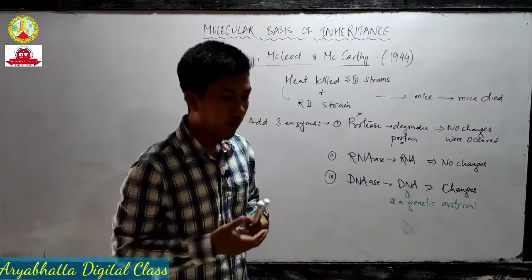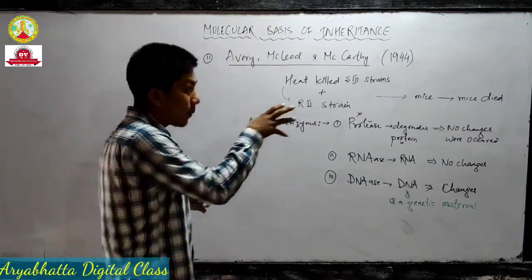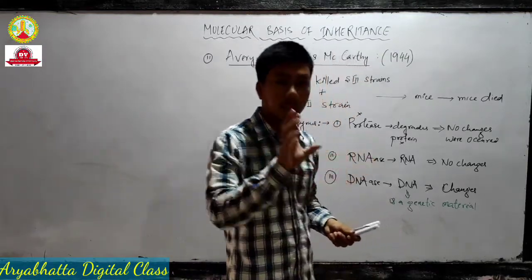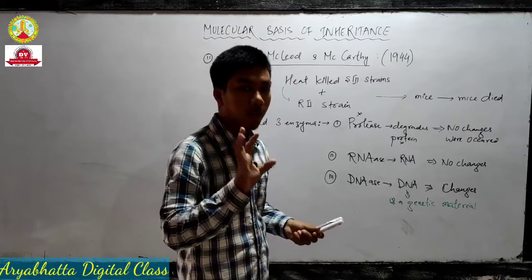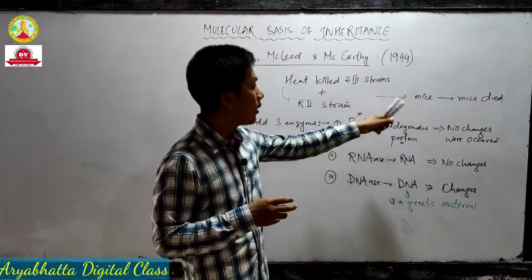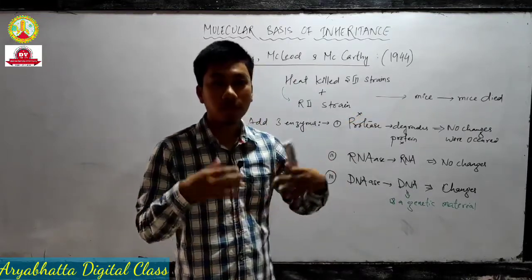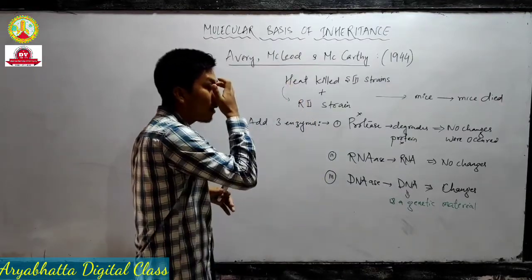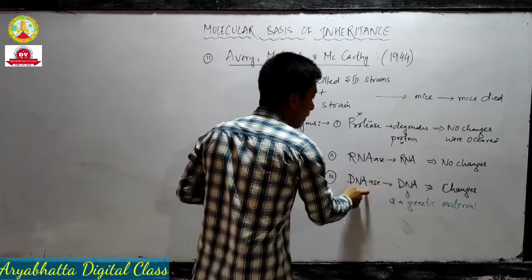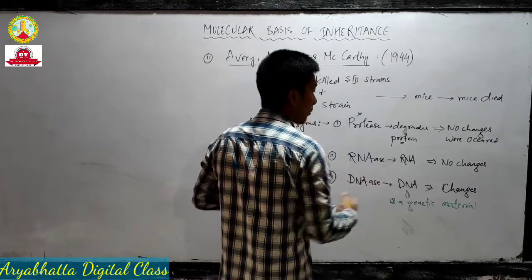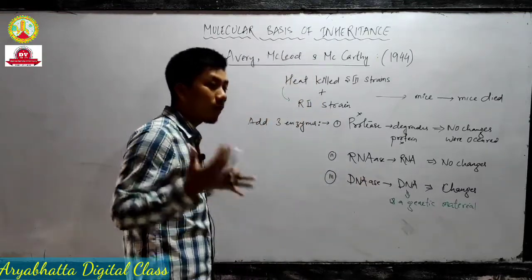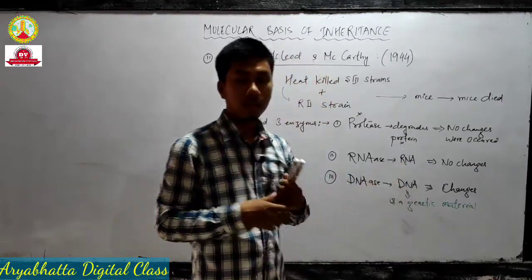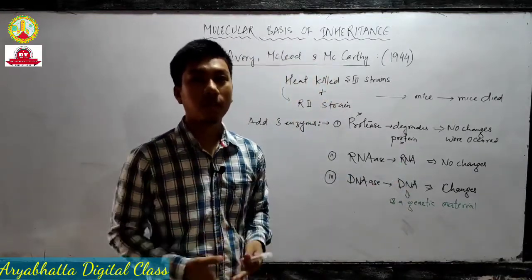Now when DNase was injected, they found out that the mice live. So that means DNase enzyme must have degraded the DNA molecule. So the mice did not receive any pathogenic DNA from the R strain because it had already been degraded by DNase. So from that experiment they concluded that DNA is the genetic material.